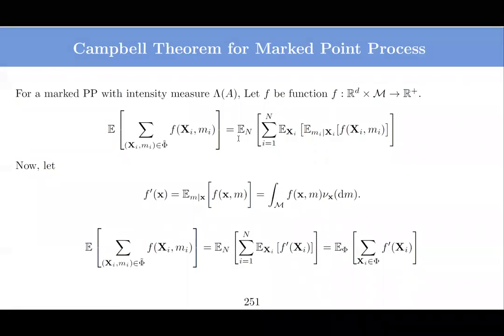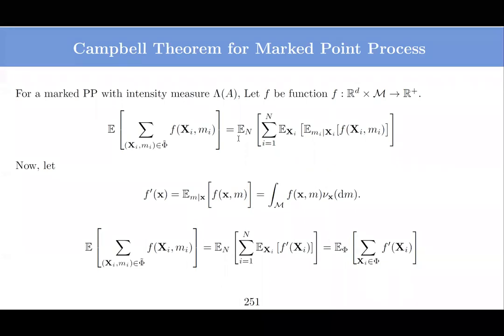Now we will see a version of Campbell theorem for marked point processes. For a marked point process with intensity capital Lambda A, let f be a function from R^d cross M to R plus. So here M is the mark space, which can be R^L if it's an L-vector random variable. For a general mark space, I have denoted it as M.